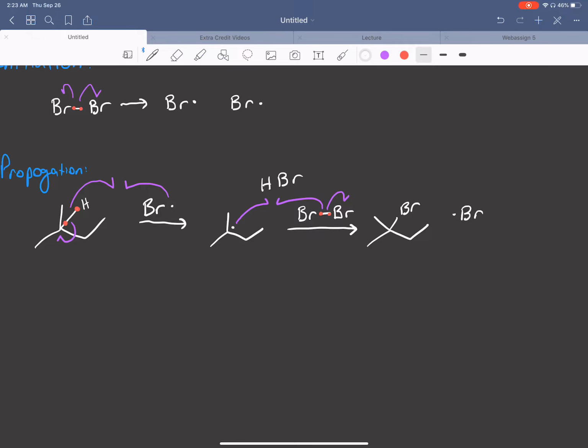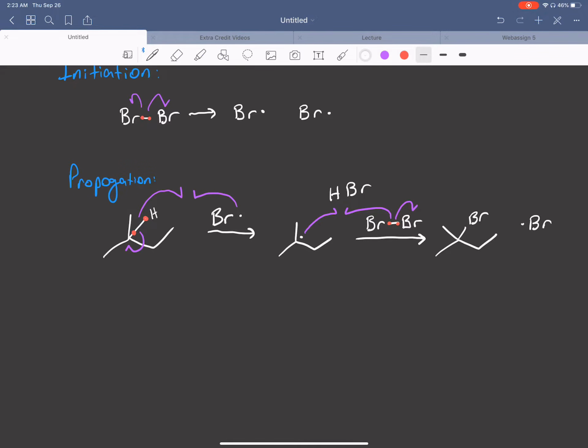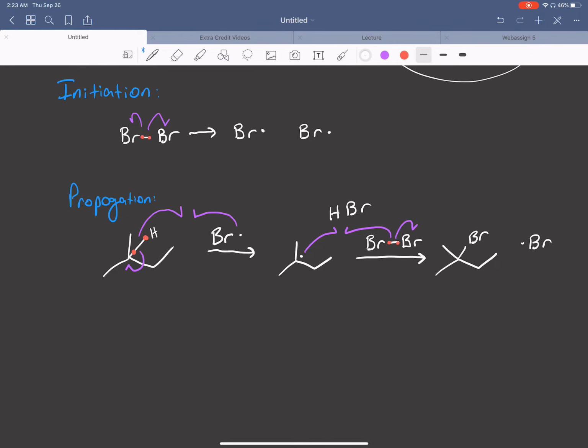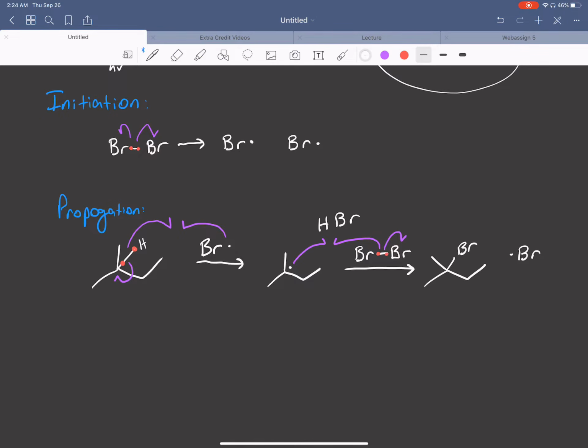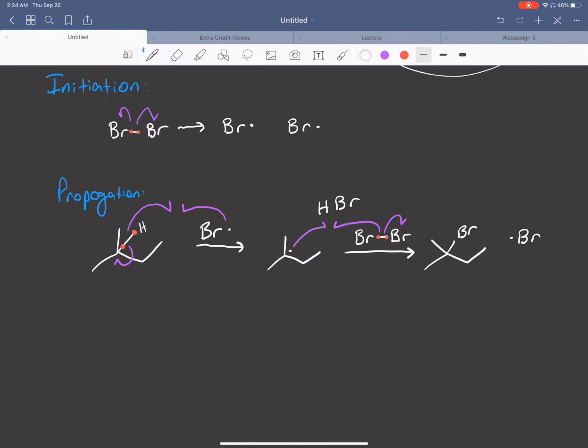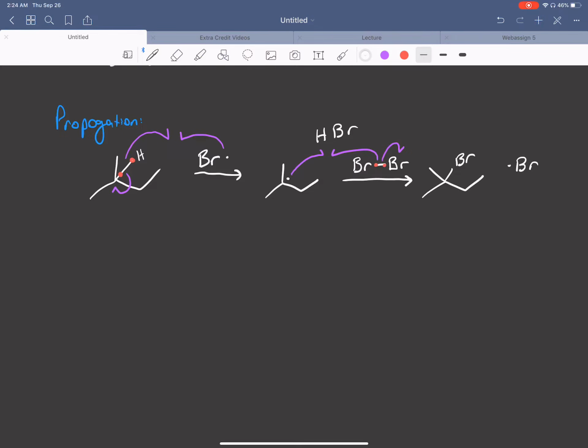And so that Br radical can go on and react with another one of our alkanes, and the reaction goes on and on. And so what you can see we did is we replaced a hydrogen on the most stable carbon with a Br. Okay, and so let's try a little bit of a more complex example.